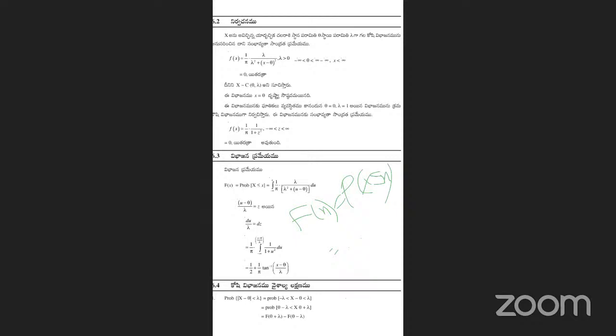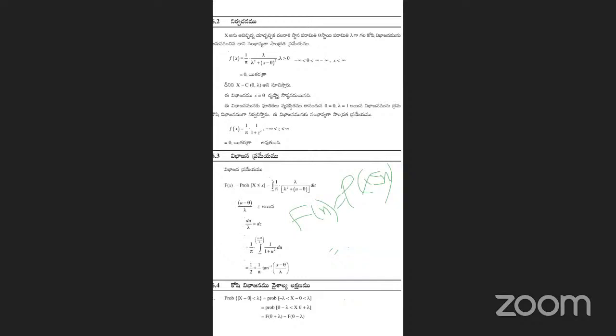So this is the density with two parameters, 1 by pi lambda plus u minus theta whole square. Limits: theta by lambda equal to z, du by lambda equal to dz.